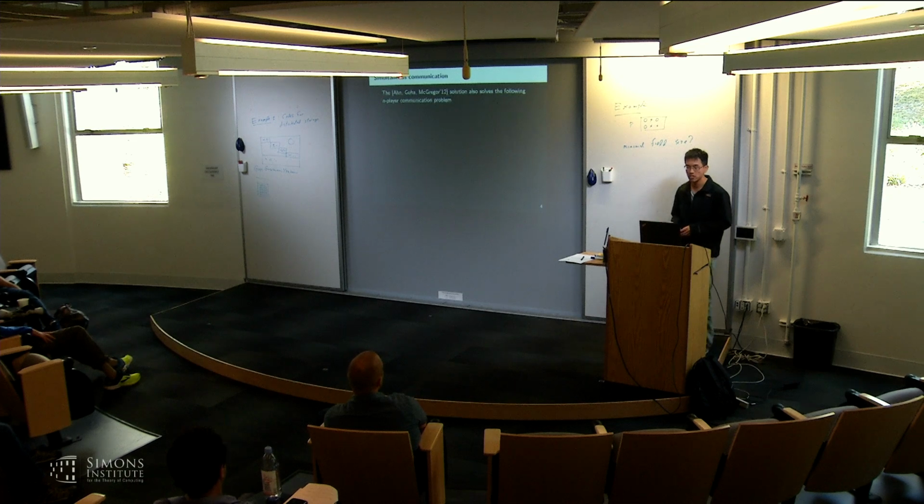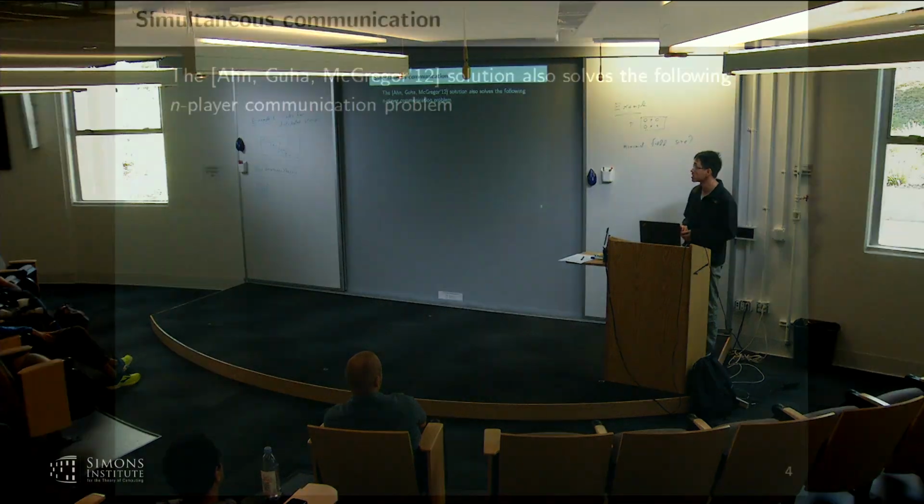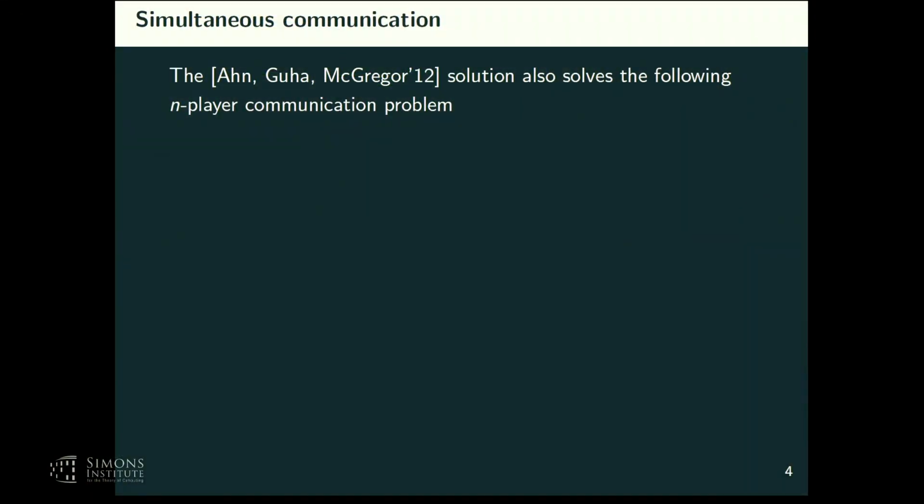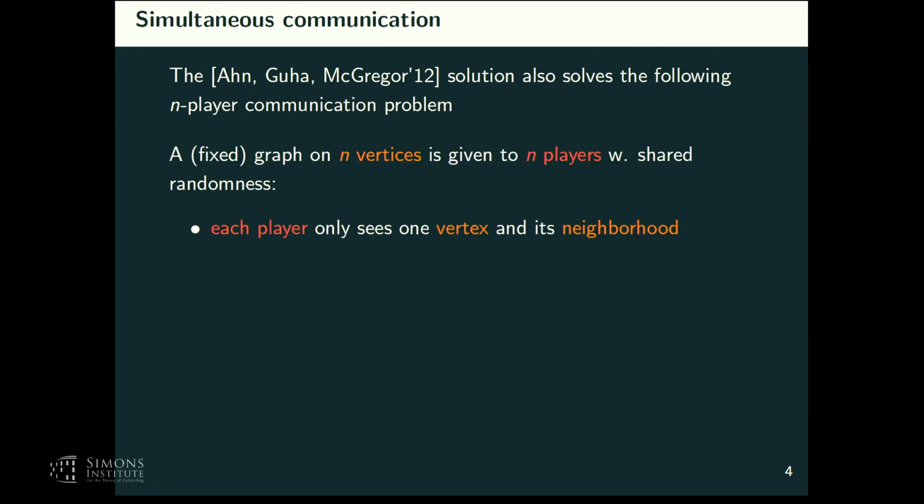And it turns out that this same solution, the AGM sketch, also solves the following n-player communication game in the simultaneous communication model, sometimes also referred to as the distributed sketching model. So what is this communication game? This game has n players with shared random bits, and the input is a fixed graph on n vertices. There are no insertions or deletions, just one fixed graph.